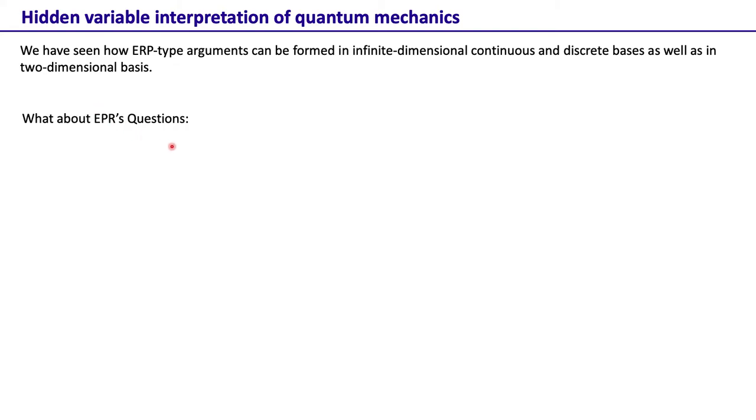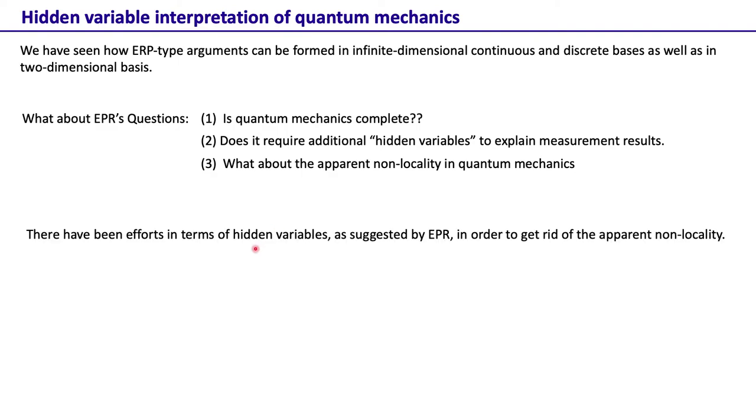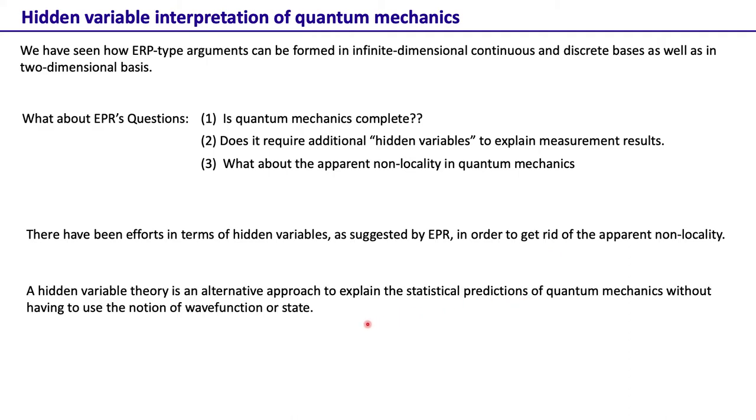So now what about EPR's question? That is, is quantum mechanics incomplete? Does it require additional hidden variables to explain measurement results? And what about the non-locality in quantum mechanics? There have been several efforts in terms of hidden variables, as suggested by EPR, to get around the apparent non-locality that we discussed within the EPR argument.